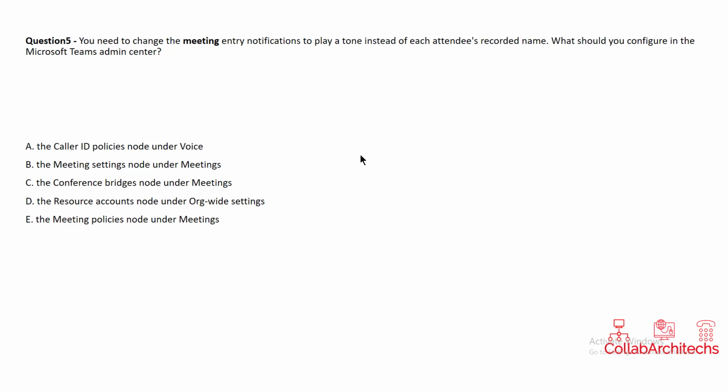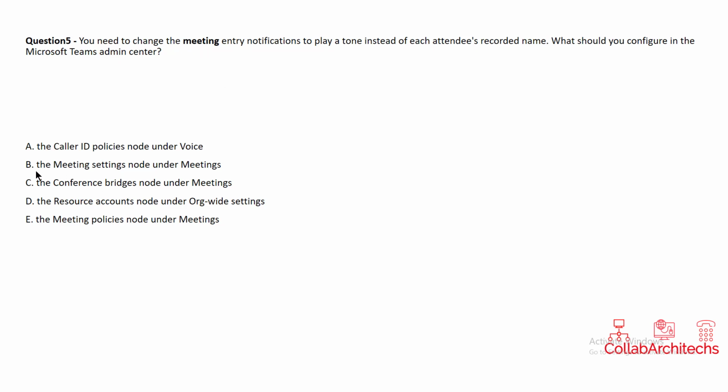Option A, the caller ID policies node under voice; option B, the meeting settings node under meetings; option C, the conference bridge node under meetings; option D, the resource accounts node under org-wide settings; and the last option E is the meetings policies node under meetings. So if you see here, this question is asking something about the meetings.